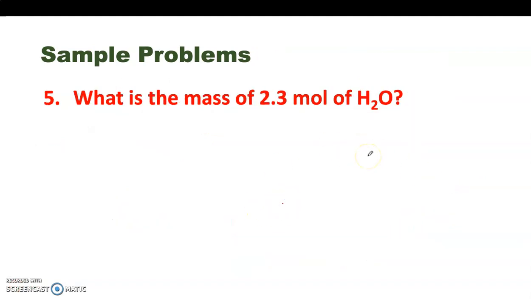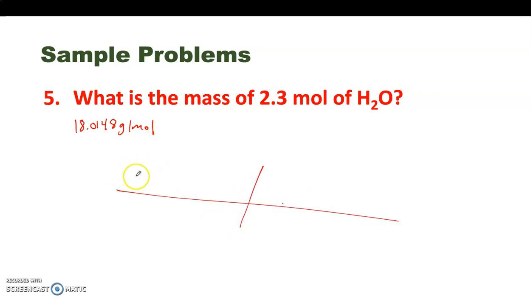Now here, what is the mass of 2.3 moles of water? Same thing, you got to add up the molar mass of water. It's 18.0148 grams per mole. Then you set up your ladder. That was a nice straight horizontal line.